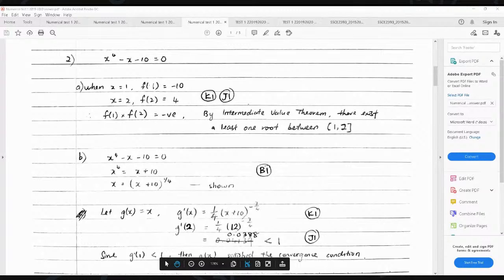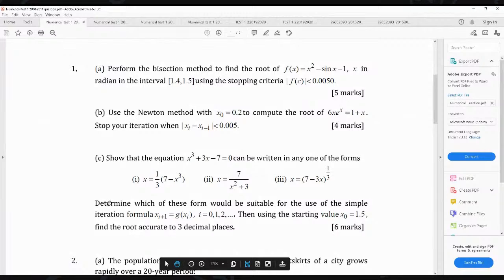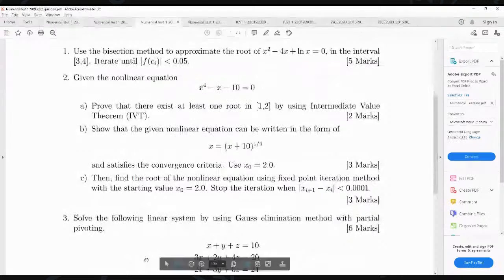The second question asks you to show that the nonlinear equation can be written as x equal to (x plus 10) power 1 over 4. This means that you bring all the x to the right hand side, and then you bring the power 4 to the right hand side as 1 over 4.